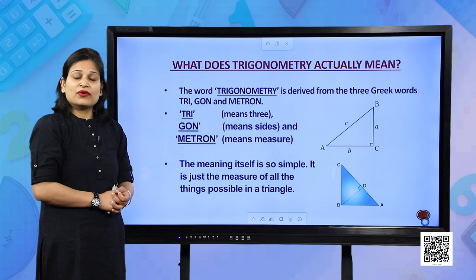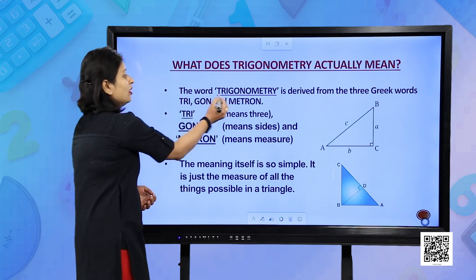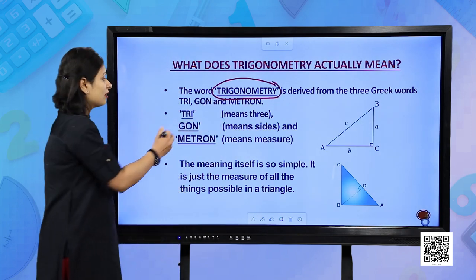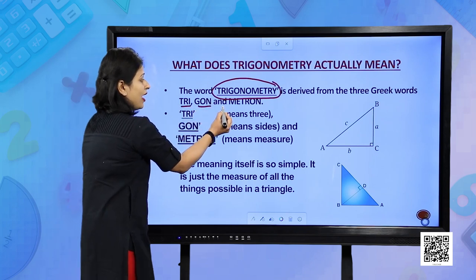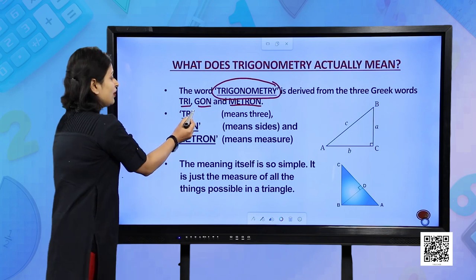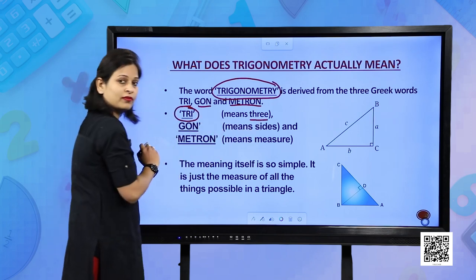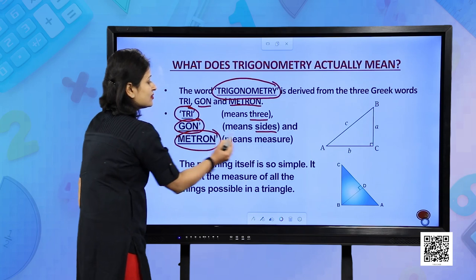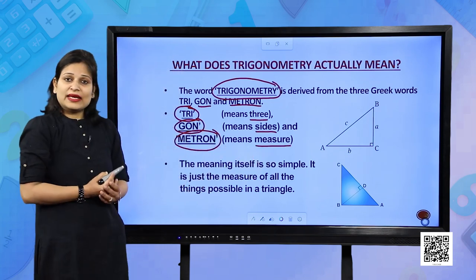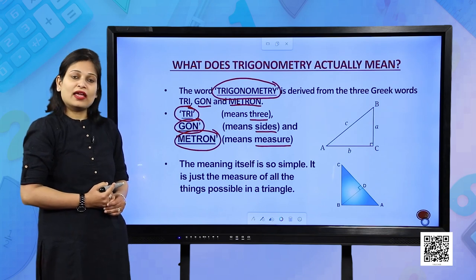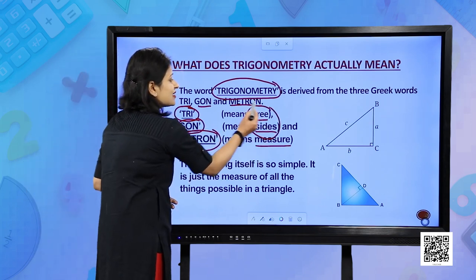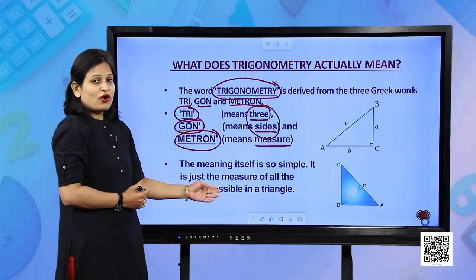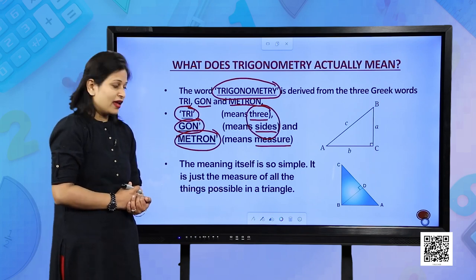What does trigonometry actually mean? The word trigonometry is derived from 3 Greek words, trigon and metron. Here, tri means what? 3. Gon means sides and metron means measure. Now, a three-sided polygon is called a triangle. As you can see, 3 sides. So, the meaning itself is so simple. It is just the measure of all the things possible in a triangle.